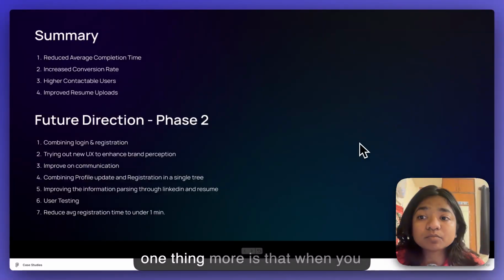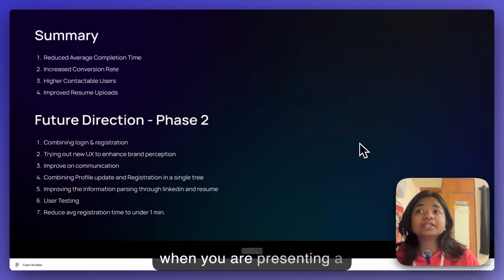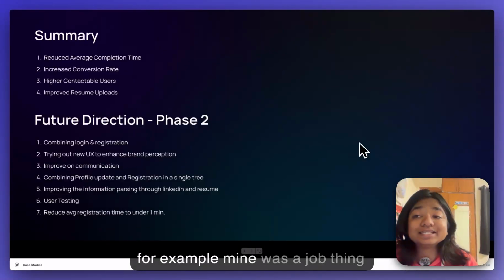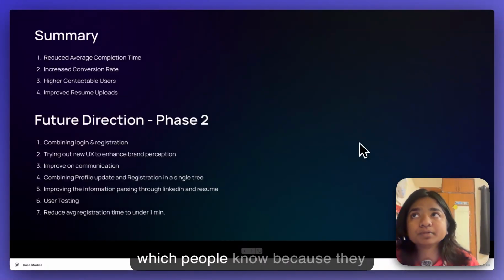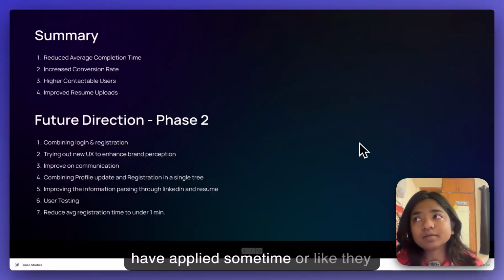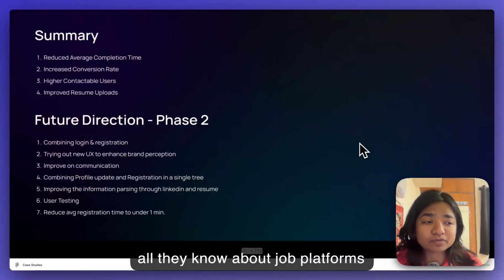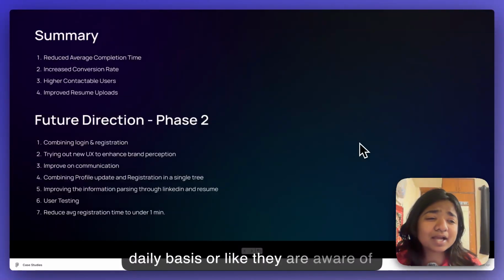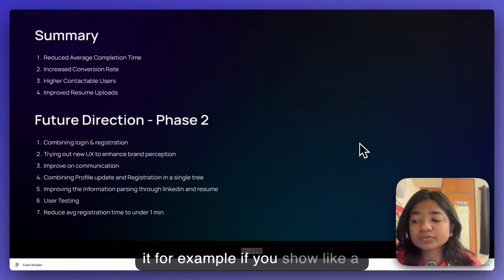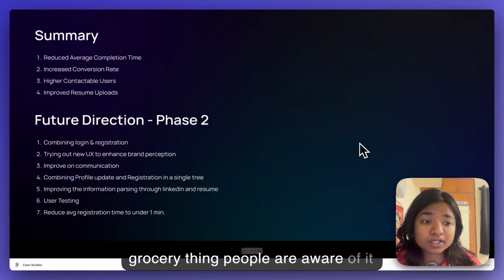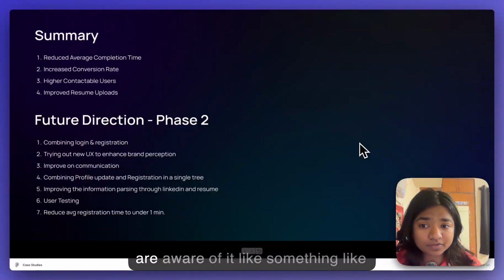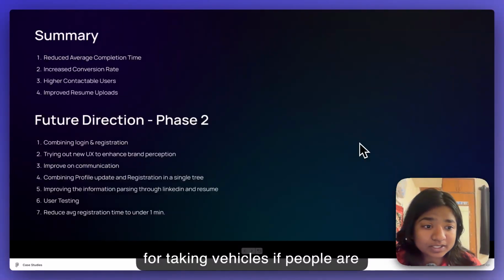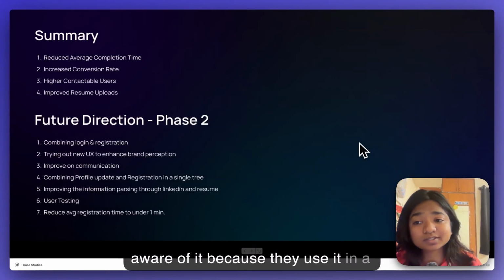And one thing more is that when you are presenting a complicated thing which is not easy, for example, mine was a job thing which people know because they have applied sometime, or they know about job platforms. It's something people do on a daily basis. For example, if you show a grocery thing, people are aware of it. If you show a food thing, people are aware of it. Something like taking vehicles, people are aware of it because they use it on a day to day basis.